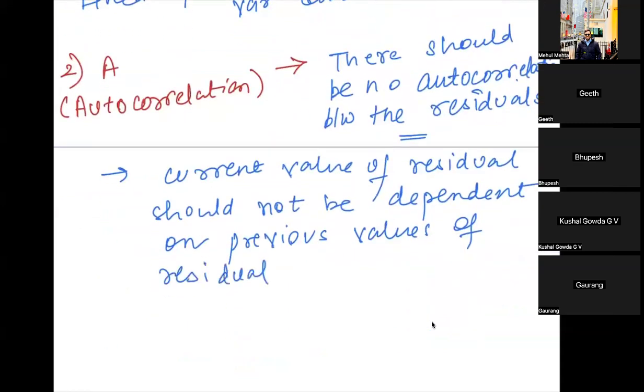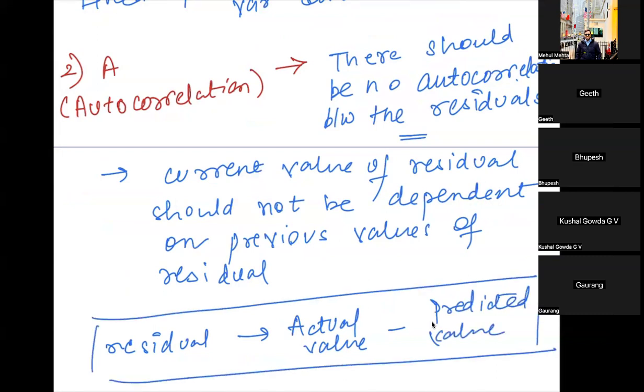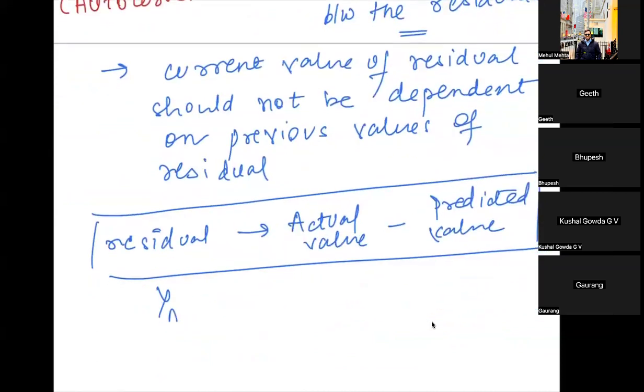And in this case, what do you mean by residual? It's nothing but your actual value minus predicted value. And this is what we say as residual. See, when you use a linear regression model, you'll have the actual value of y, and using the model, you'll predict the value of y. So the difference between your actual value and your predicted value is what we say as residual.